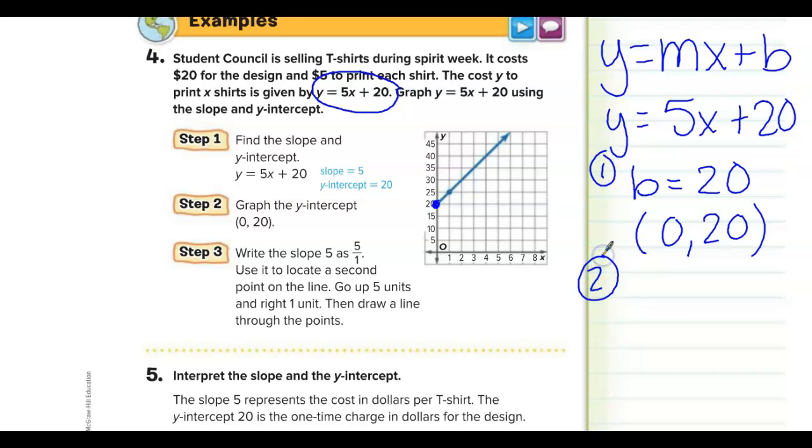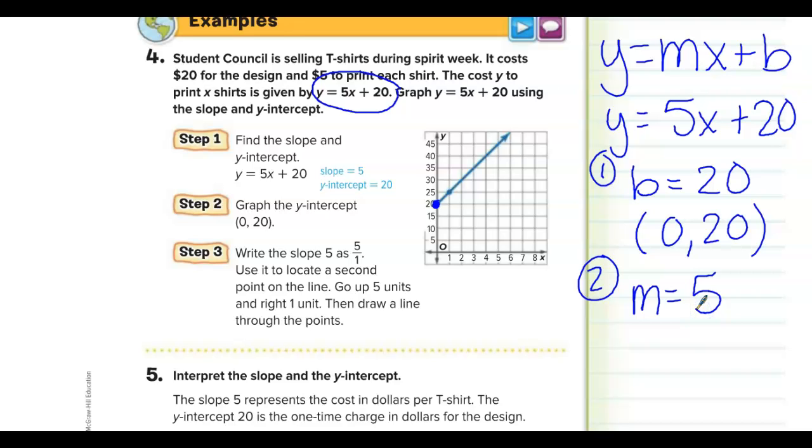Step 2, raise your hand. What do you do for step 2? Emma, what's your step 2? Graph it. No, we haven't graphed it yet. We graphed the y-intercept. So what do we do after the y-intercept? I find my slope. So what is your slope? 5.